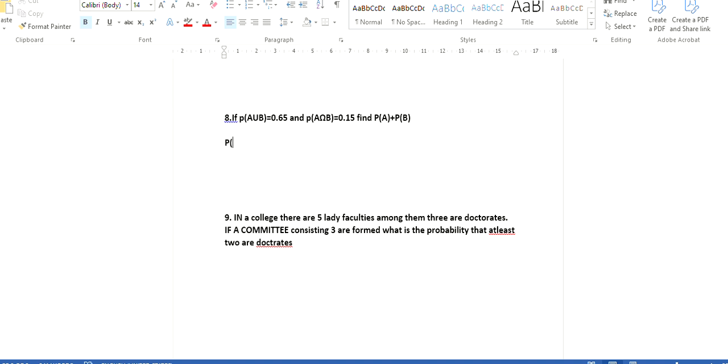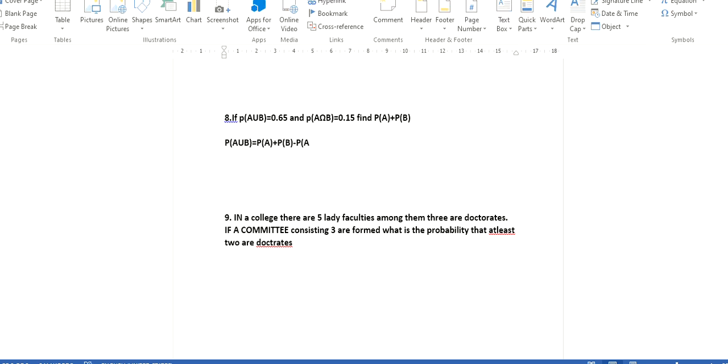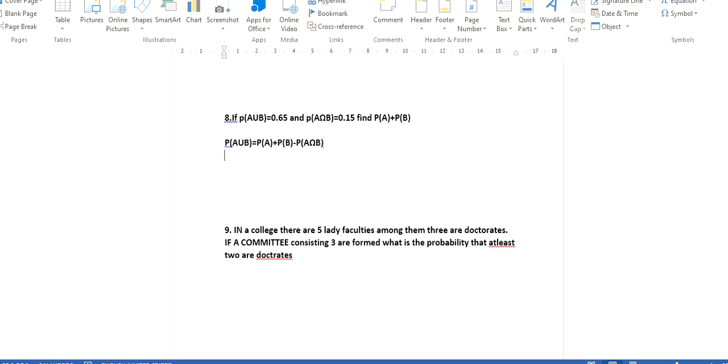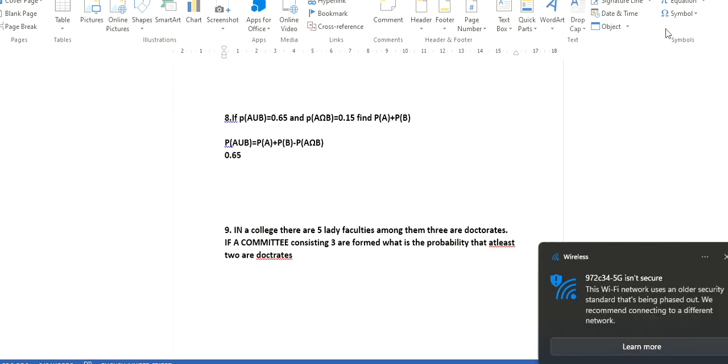So what is the probability of A union B? The same formula they have given here. That is probability of A plus probability of B minus probability of A intersection B. So this is the formula. Then what are the values that you have to substitute? Probability of A union B, they have given as 0.65.